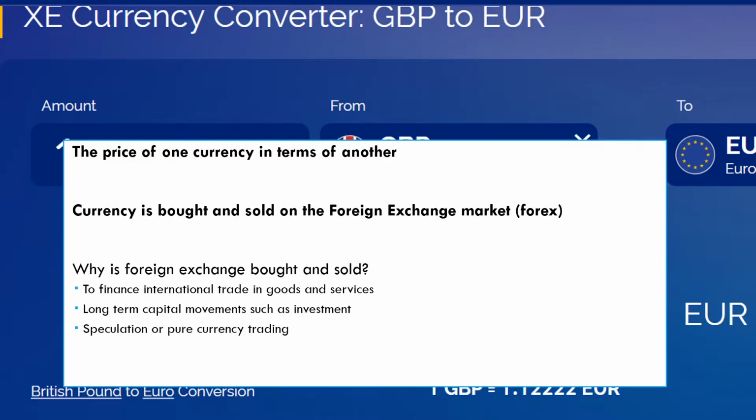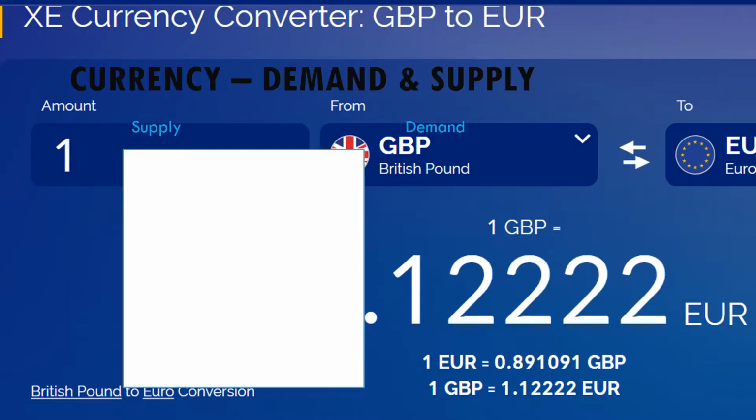Now, why do we buy foreign currency? Well, if I am living in the UK and I want to buy a product from Europe, then I need to buy some euros first before I can then pay for the import from Europe. Also, if I want to build a factory in Japan, I need to sell my pounds to buy Japanese yen so I can build a factory and pay for cement and so on in Japan. Also, some people buy and sell currency to try and make a profit. So the price of currency, the exchange rate, is determined by demand and supply.